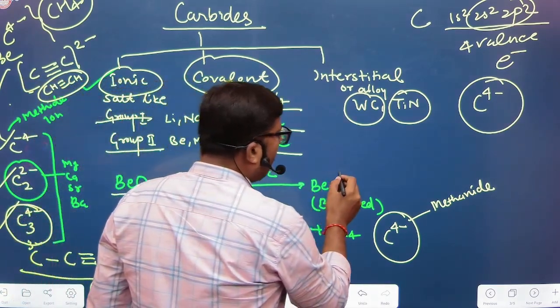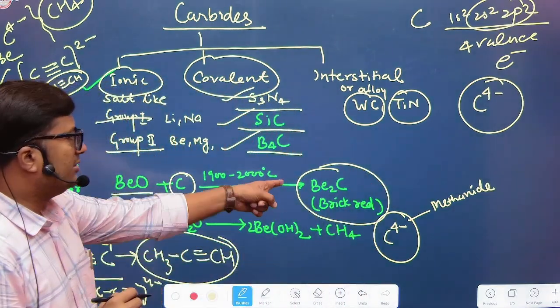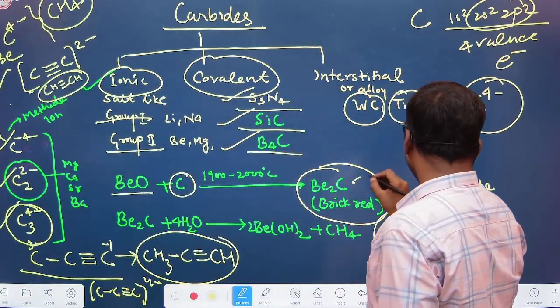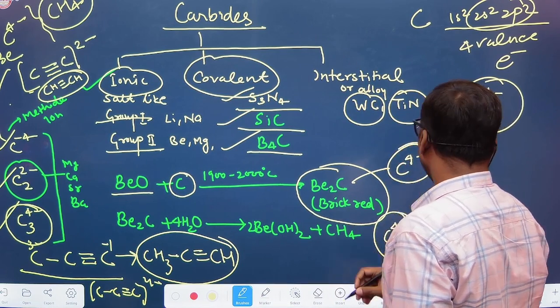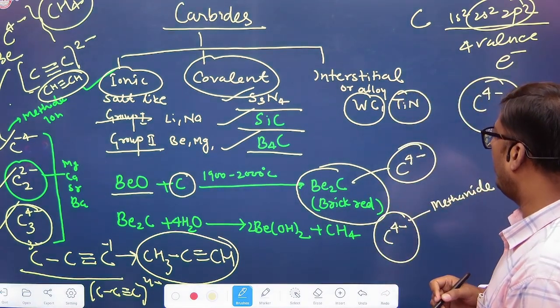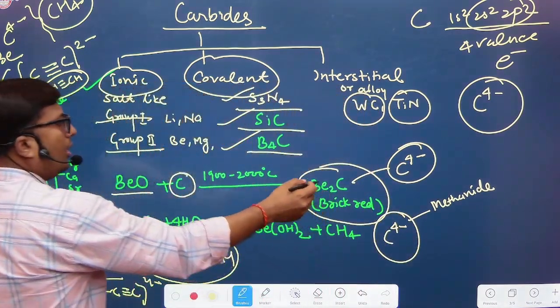So this ultimately forms a brick red compound, that is Be2C, right? This Be2C contains C4 minus, that is the carbide ion. So beryllium carbide is a brick red compound. So what is the beauty of this particular carbide?